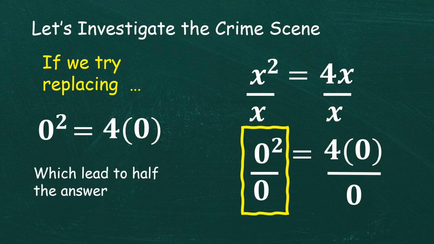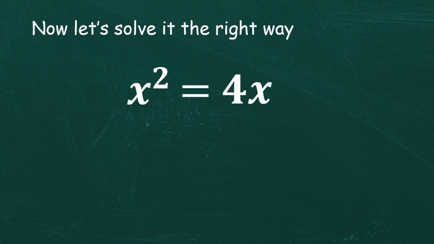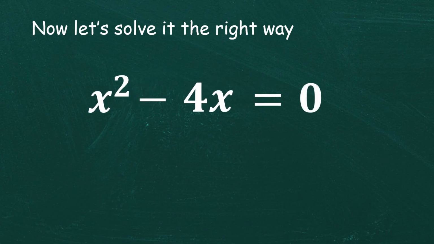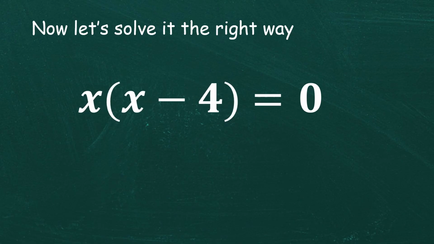So how do we solve the equation without making any answers disappear? We keep every possibility alive. Start with x squared equals 4x. Move everything to one side by subtracting 4x. Now we have x squared minus 4x equals 0. Factor out x. X multiplied by x minus 4 equals 0.